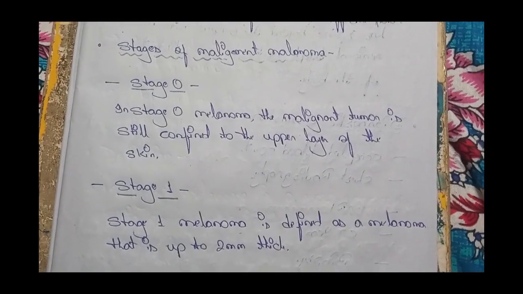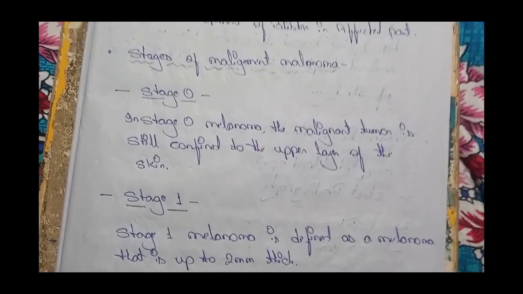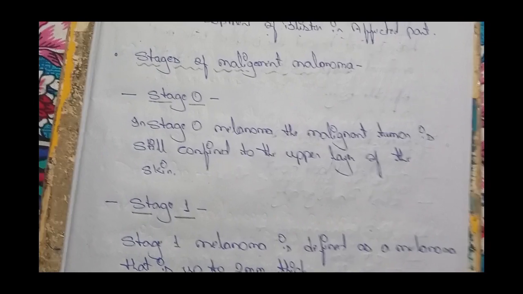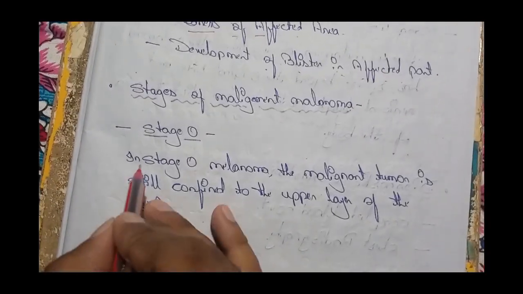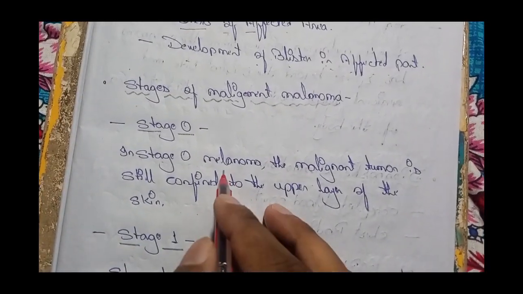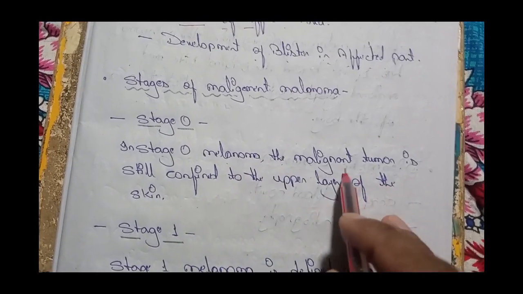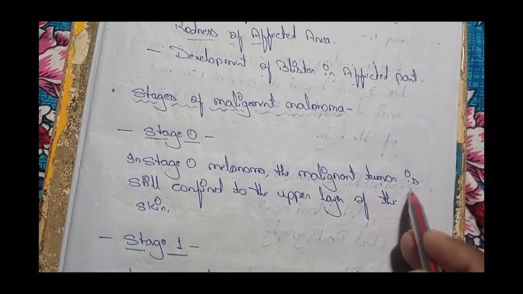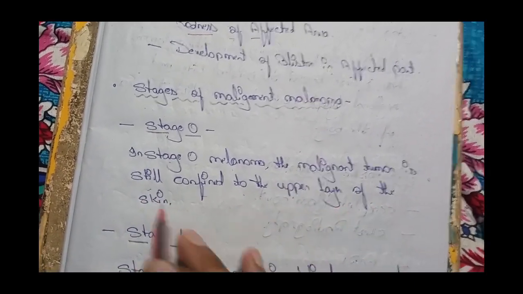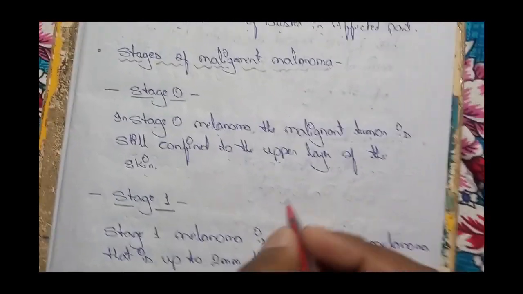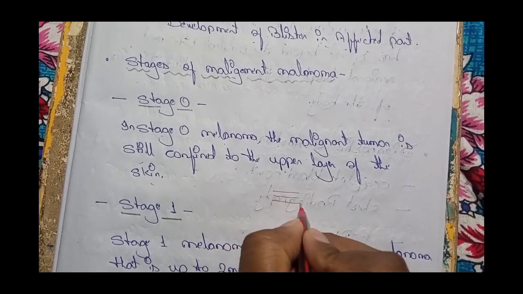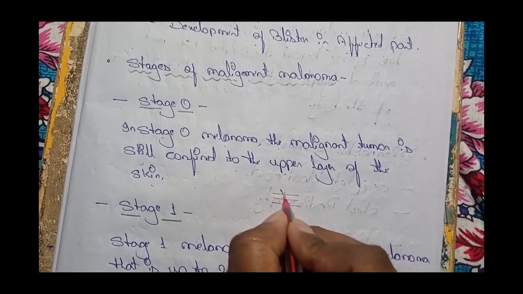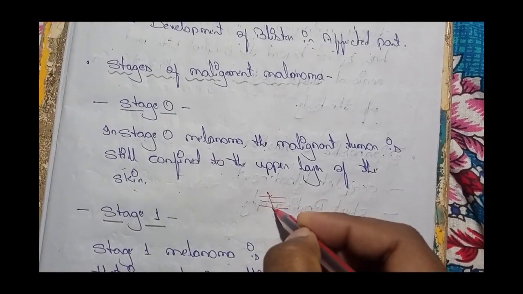Next are the types or stages of malignant melanoma. We have 4 stages. Stage 0 is the primary stage, where the malignant tumor is still confined to the upper layer of the skin. In the skin we have the epidermis, subcutaneous layer and dermis. Only the upper layer is affected; it is just starting and not going deep.